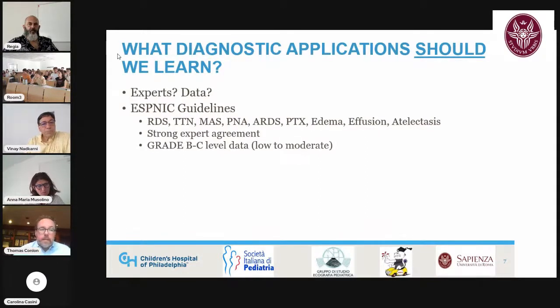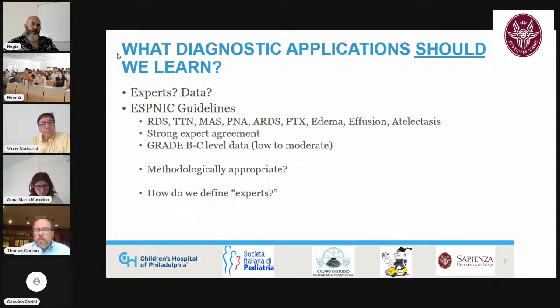Anytime we interpret guidelines to help drive what we are supposed to do, we have to ask a couple of questions. First, are those guidelines methodologically appropriate? And I think that we were pretty robust in developing these guidelines from a methodologic standpoint. Another question you should ask is, how do we define those experts? For these guidelines, we had 19 individuals that came together, but none of those are emergency medicine experts. And really, is 19 individuals sufficient for describing what we should be doing around the world in point-of-care ultrasound?